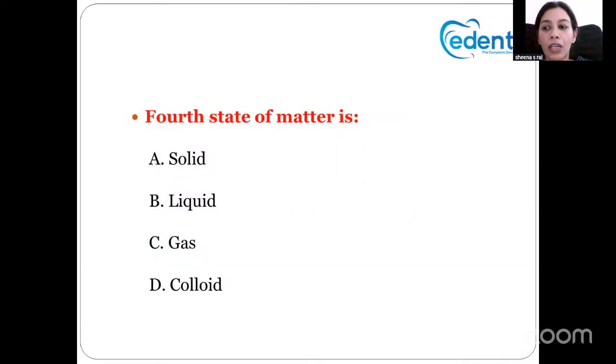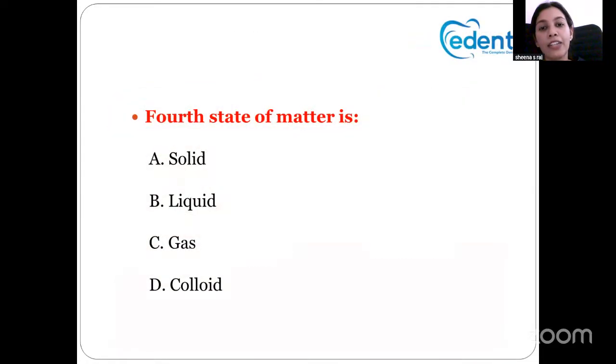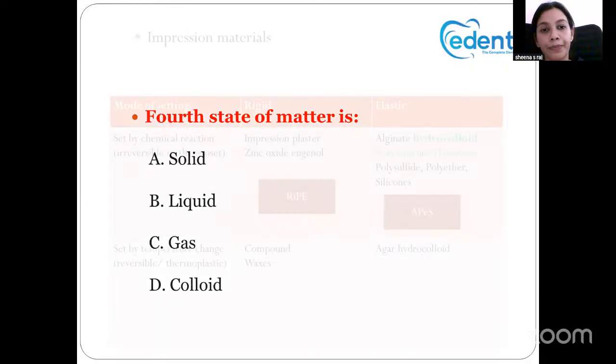Next is a question from the physical properties. The fourth state of matter is actually colloid. So please keep that in mind. The fourth state of matter is colloid.